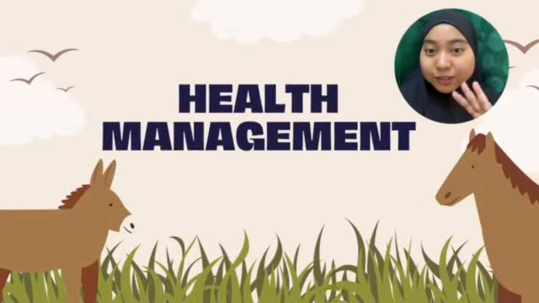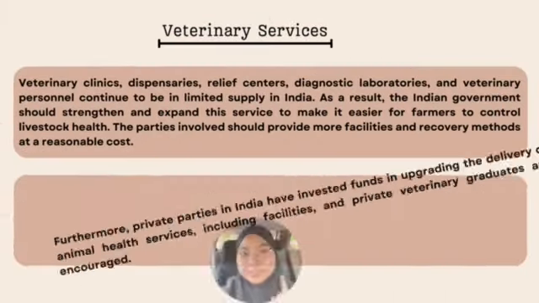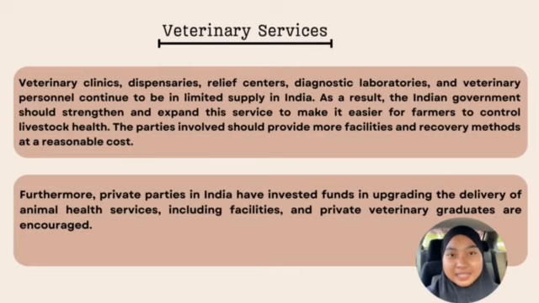Herd management has three elements. First, veterinary services. Veterinary clinics, dispensaries, relief centers, diagnostic laboratories, and veterinary personnel continue to be in limited supply in India. As a result, the Indian government should strengthen and expand this service to make it easier for farmers to control livestock health. The parties involved should provide more facilities and recovery methods at a reasonable cost. Furthermore, private parties in India have invested funds in upgrading the delivery of animal health services, including facilities, and private veterinary graduates are encouraged.